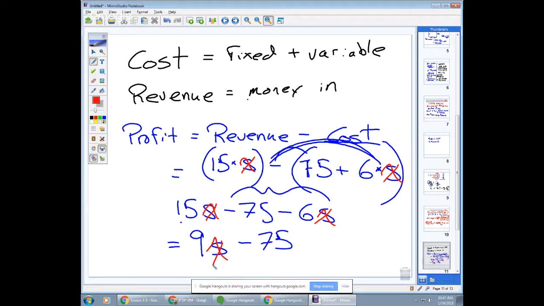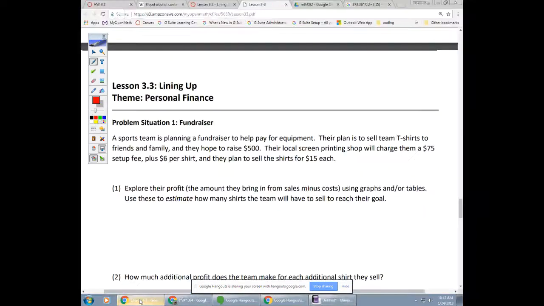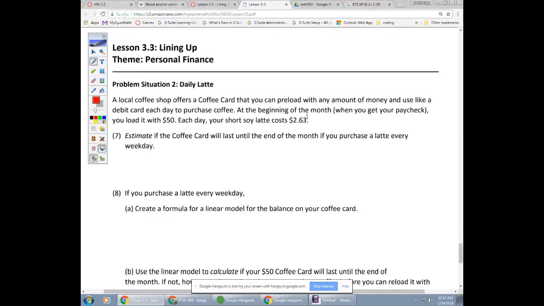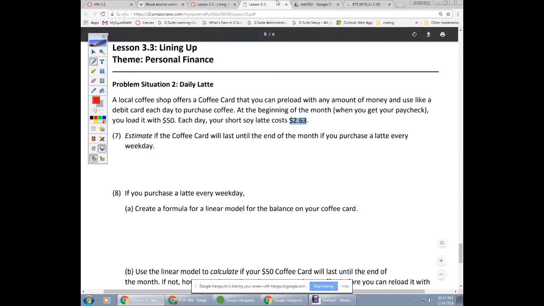So I made a spreadsheet based on this, and I want you to try and build one later. I'm giving you the first spreadsheet. There's a second situation down here about having a $50 gift card and then buying lattes at $2.63 a day. So you're going to try that one later.